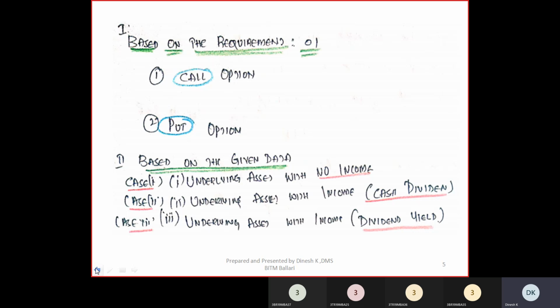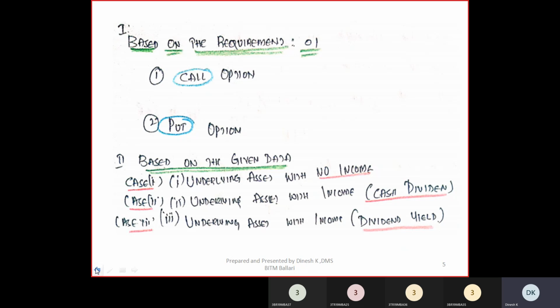So there are 3 standard formulas that you come across in the Black-Scholes model. One is the standard formula with no income. The other is the formula with the cash dividend. And the third is with the dividend in the form of yield. These are the three formulas that you come across in calculating the Black-Scholes model.